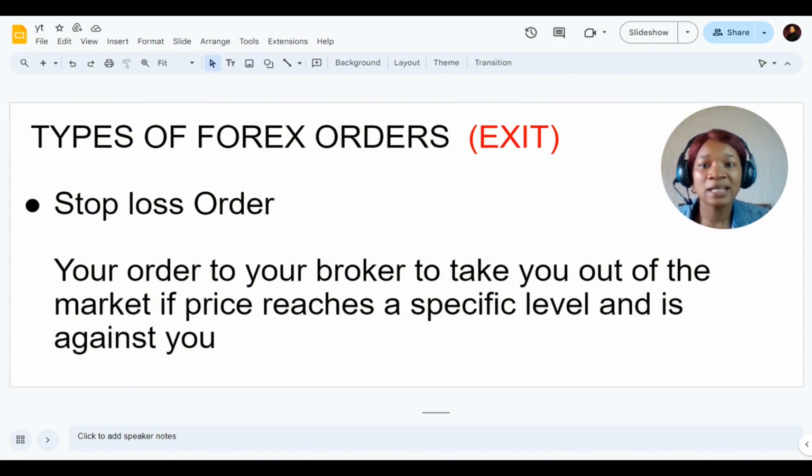They are known as Forex exit orders. So the stop loss order is simply an order to your broker to take you out of the market if price reaches a specific level and price is against you. If price is not going in the direction you anticipated in your analysis, and it reaches a specific level, you are telling your broker, take me out of the market. I want to cut my losses and I don't want to lose more to the market.